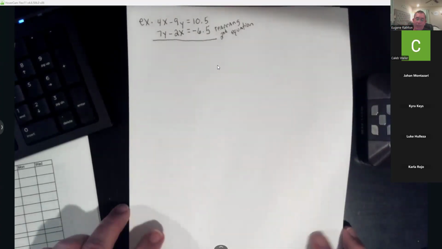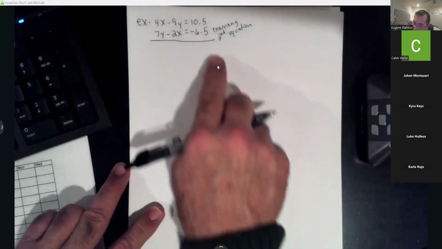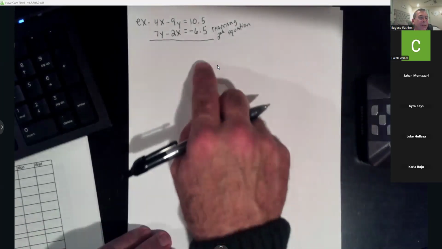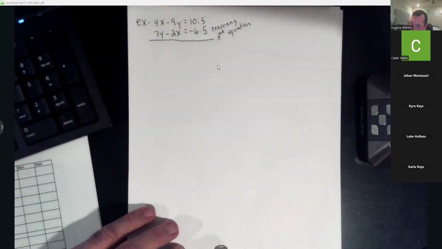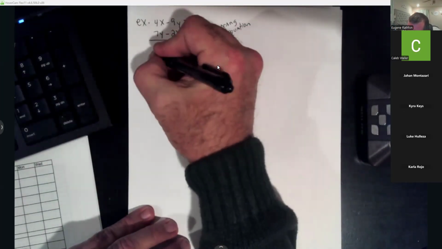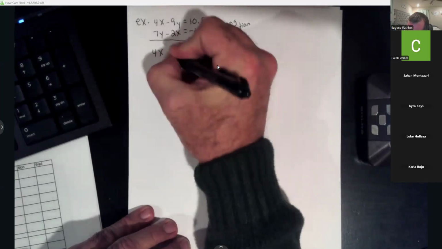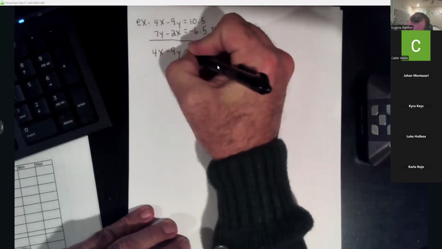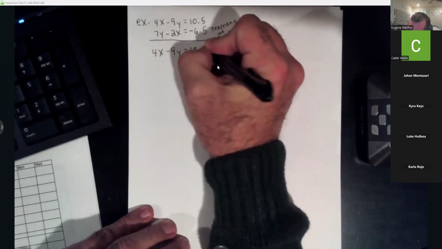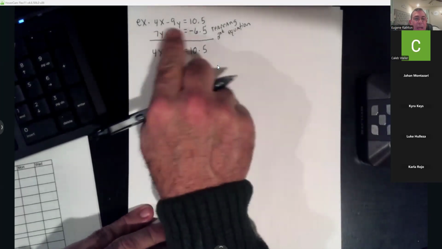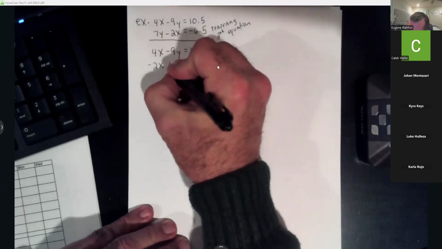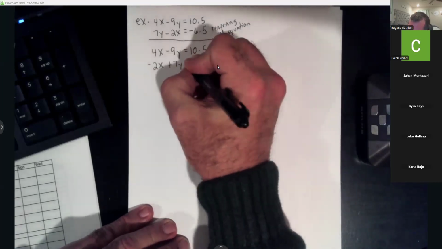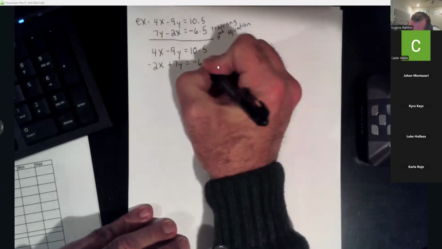But then, Jahan, I think I'm going to do what you said because you must have been looking at them crossways, but I'll still do what you got up there probably. So y'all, the first equation comes down. So all we got to do is change the first two. So we get -2x plus 7y equals -6.5.